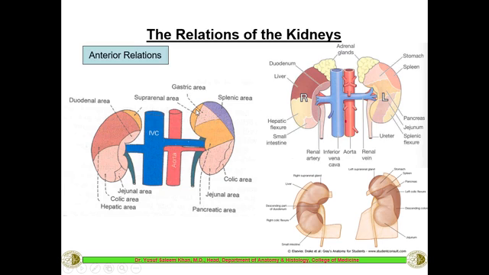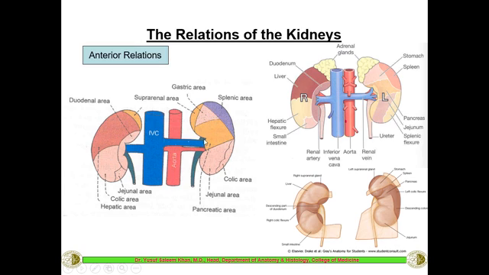Compare it with that of the left kidney. At the upper pole, it will be the same suprarenal gland which will be occupying, but the relations on the left side are quite different from that of the right side. Especially the lateral border will be occupied by the spleen instead of the liver on the left side. So the lateral border of the left kidney will be in relation to the spleen.